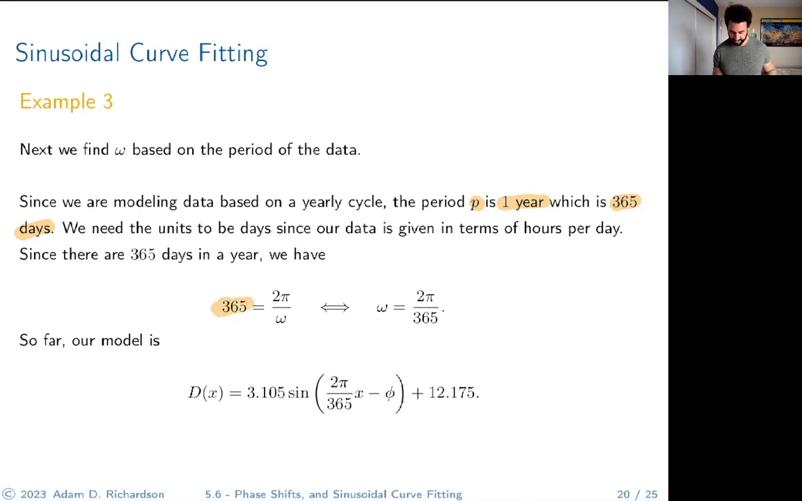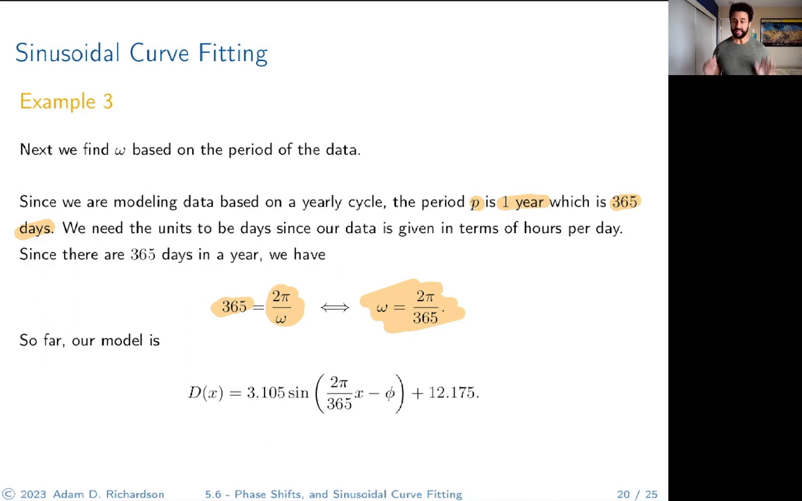Now, the period of our function is going to be 2 pi over omega. So we can solve that for omega, and we get that omega is 2 pi over 365. And again, that makes sense, right? Because 2 pi is the period of sine, and 365 is the period of our data. So we're going to scale those together to get what omega is.